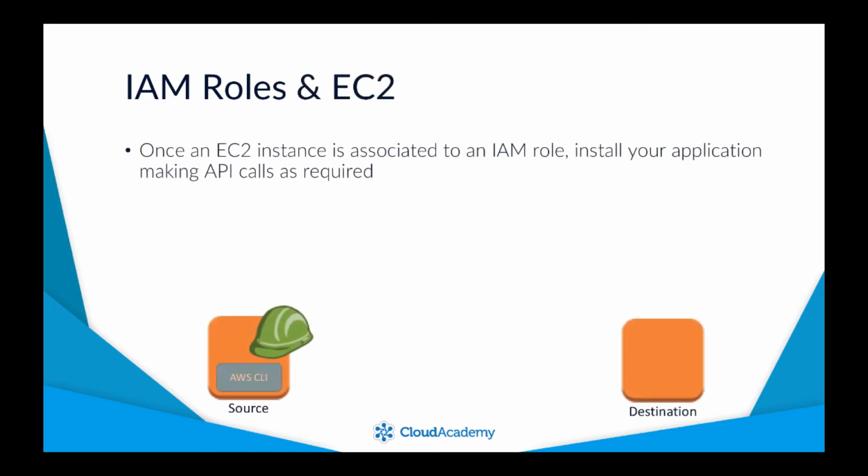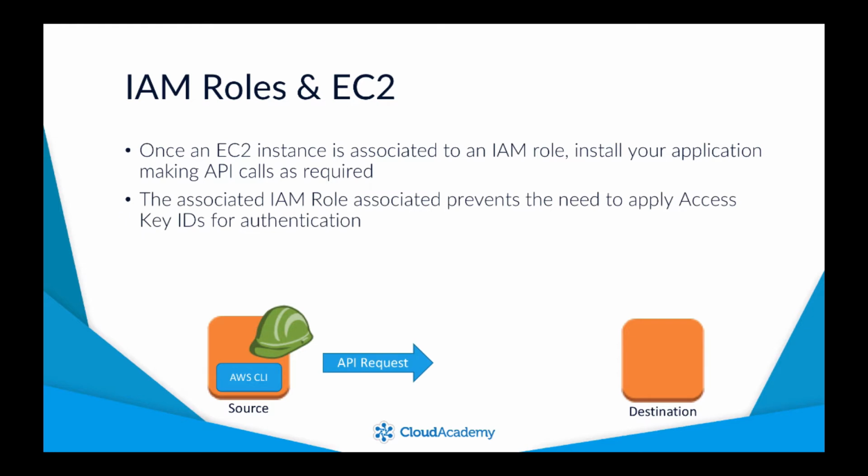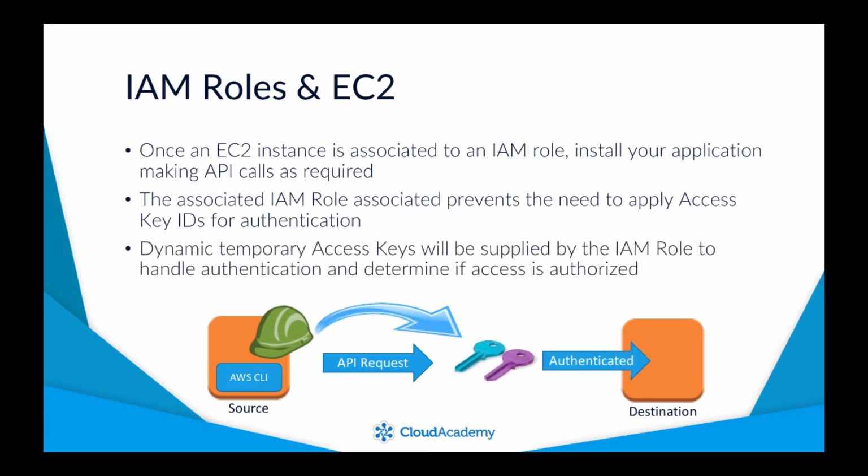Once you have an EC2 instance with an associated IAM role, you can now install your application that will need to make API calls within AWS. By having a role associated to the EC2 instance, there is no need to apply access key IDs as we did previously. Instead, when your application attempts to access an AWS resource, dynamic temporary access keys will be supplied by the role to determine if access is authorized.